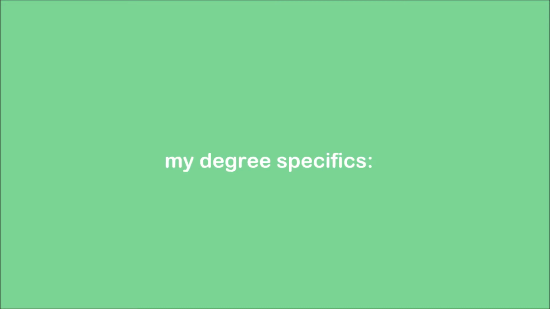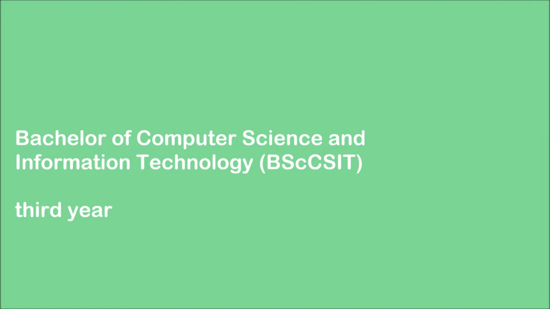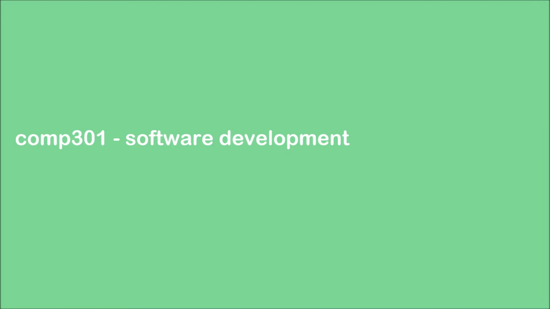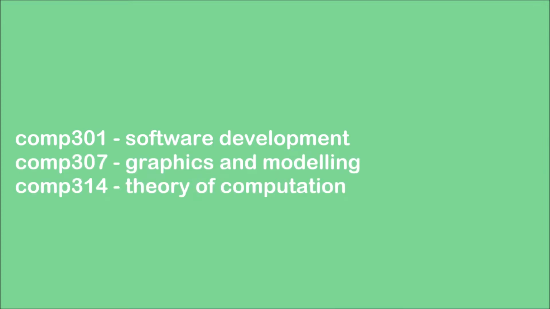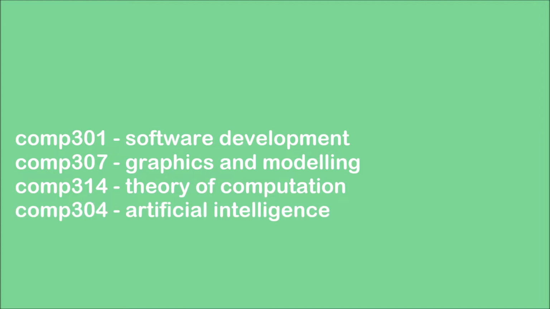First up, the specifics of my degree. I am currently in third year and the final semester, and the modules I'm doing are Comp 301 Software Development, Comp 307 Graphics and Modeling, Comp 314 Theory of Computation, and Comp 304 Artificial Intelligence. I'll give a brief explanation of each module as the video goes along.